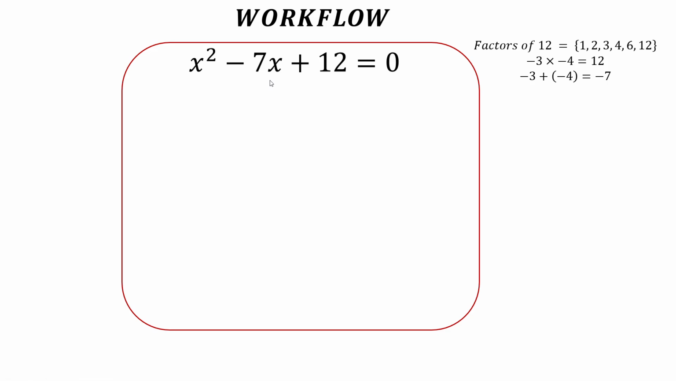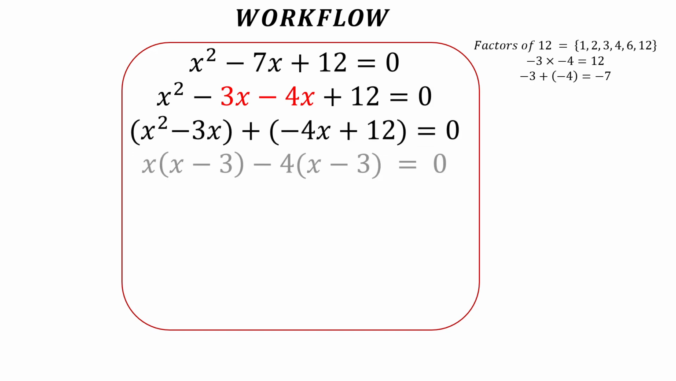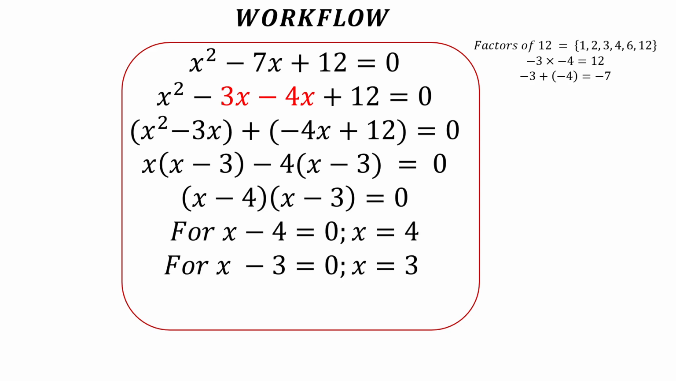So you just move on to split the -7x into two using those two numbers. So that's going to give us that. You group them, you factorize, proceed to factorize further, and then you equate each expression in the brackets to 0. Then you get your final answer. So for this particular question, our values of x are 3 and then 4.